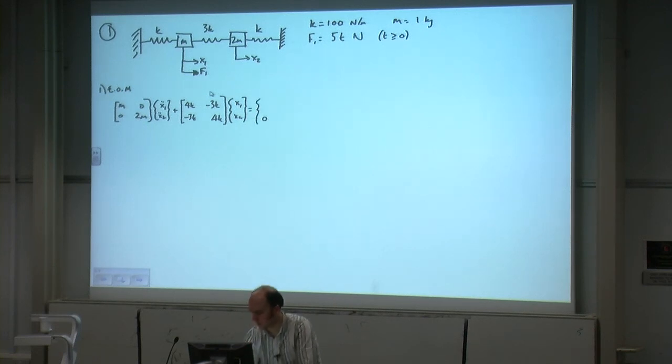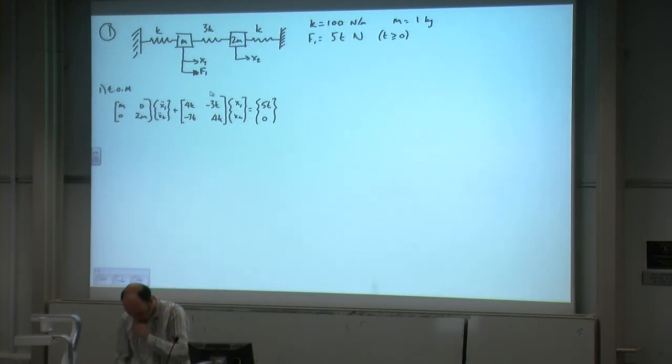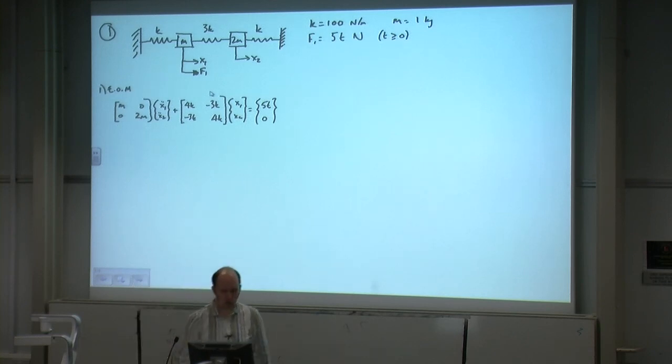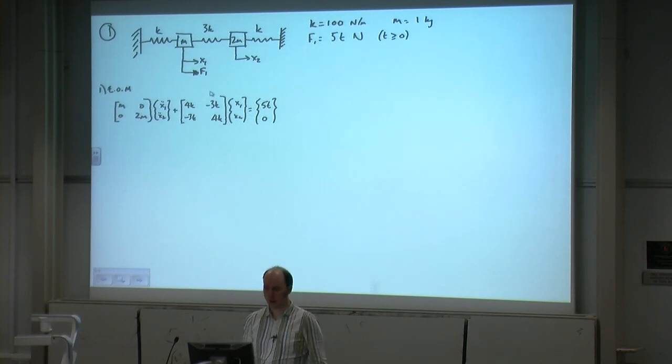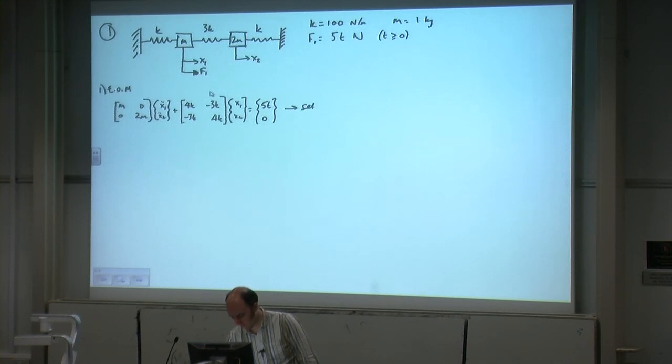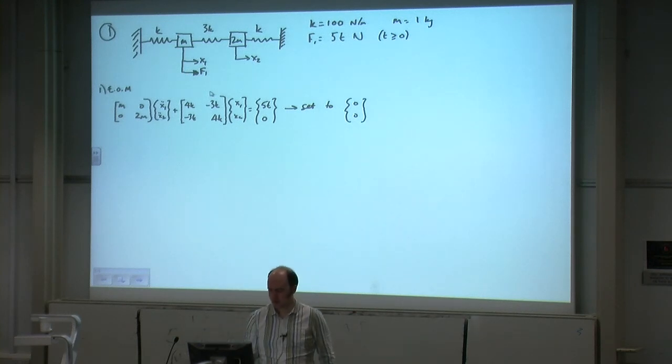And then we have our forces. We've got 0 for force 2 and 5t for force 1. When we're converting it to the mechanical impedance matrix, we actually set these forces to 0 and 0, because that's the free response that we're looking for. And we apply the substitution. So this is step 2.